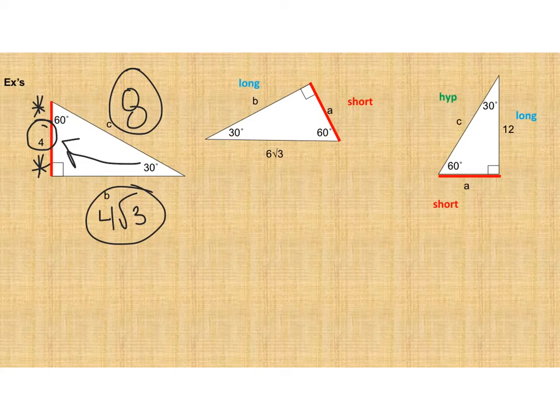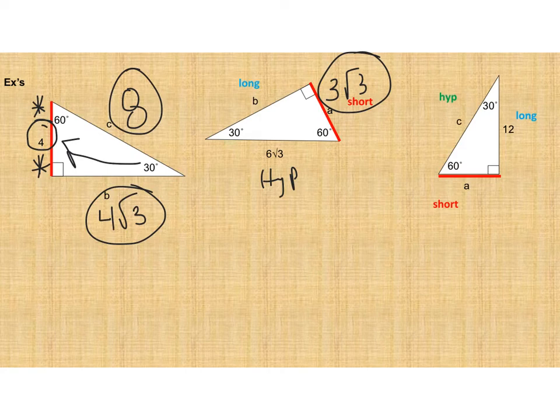Let's go to our middle problem. The short leg is highlighted. It's A. You're given the hypotenuse. To go from short leg to hypotenuse, you multiply by 2. So how do I go backwards to get the short leg? I would divide by 2. So hypotenuse 6 root 3 divided by 2 is 3 root 3.